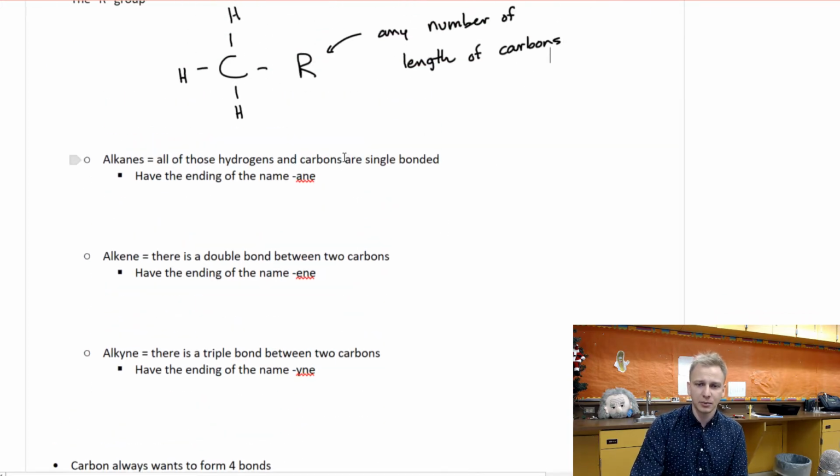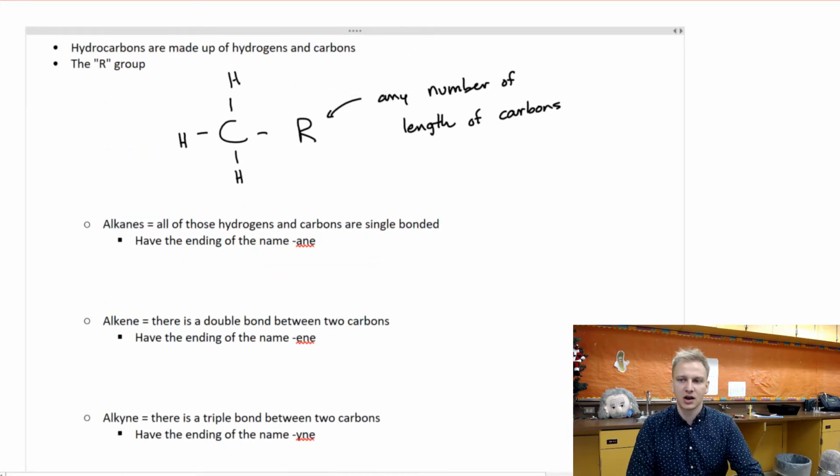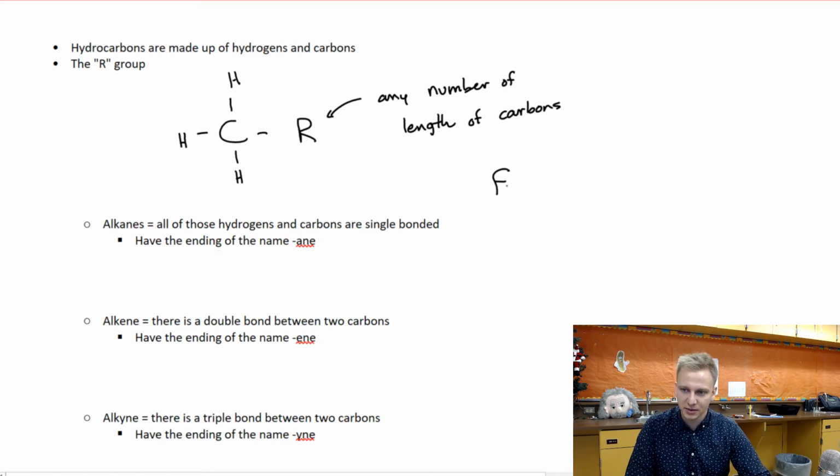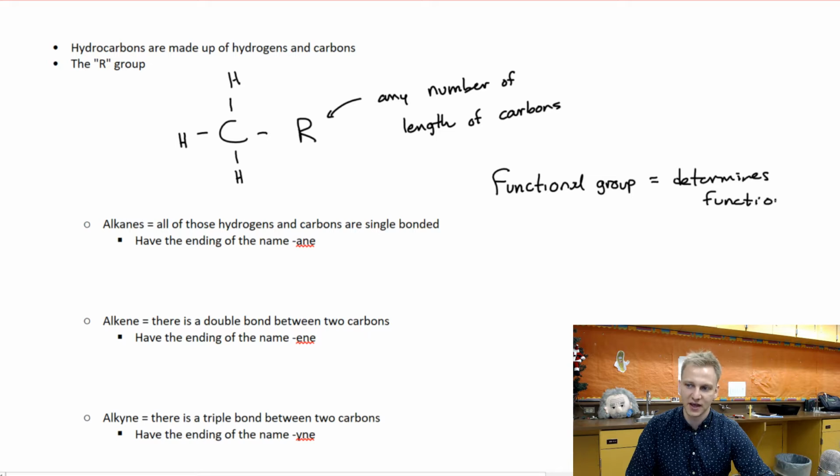So we have a couple different functional groups that we're going to talk about. Now, a functional group, I'm going to use that term quite a bit, functional group. What a functional group is, as you can imagine, it determines the function or the purpose of a molecule.